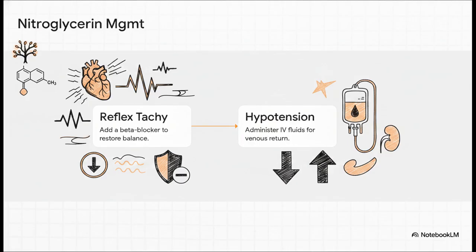Now, if the nitrate triggers severe hypotension instead, you push a bolus of IV fluids to restore venous return. You don't need to panic or order a bunch of advanced imaging. You just need to understand the pharmacology and restore that preload.